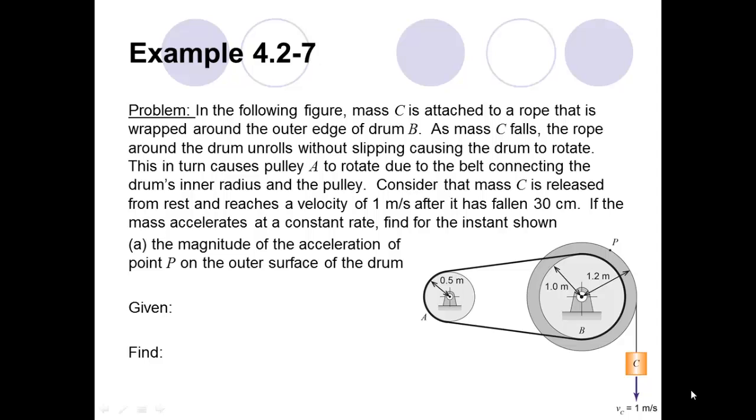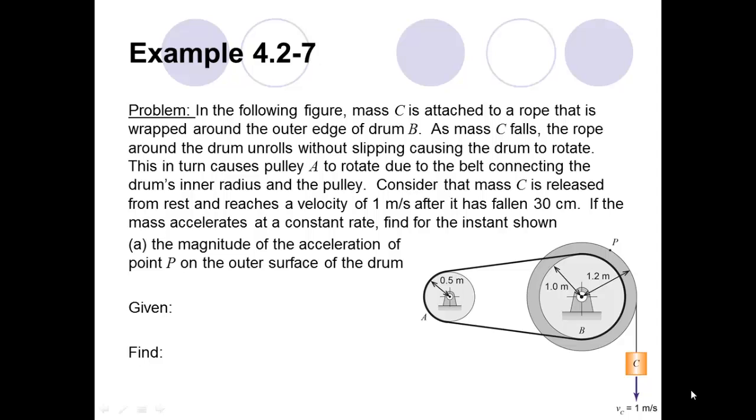Consider that mass C is released from rest and reaches a velocity of 1 meter per second after it has fallen 30 centimeters. If the mass accelerates at a constant rate, find, for the instant shown, A, the magnitude of the acceleration of point P on the outer surface of the drum.